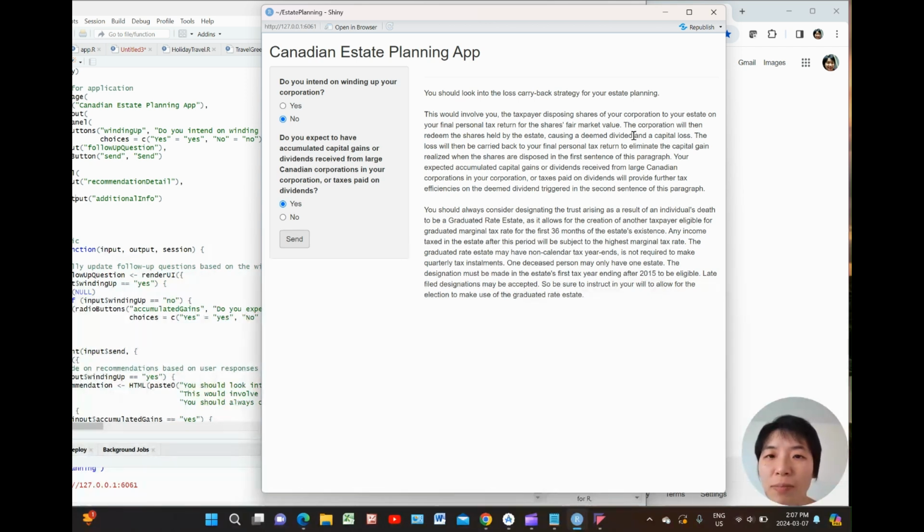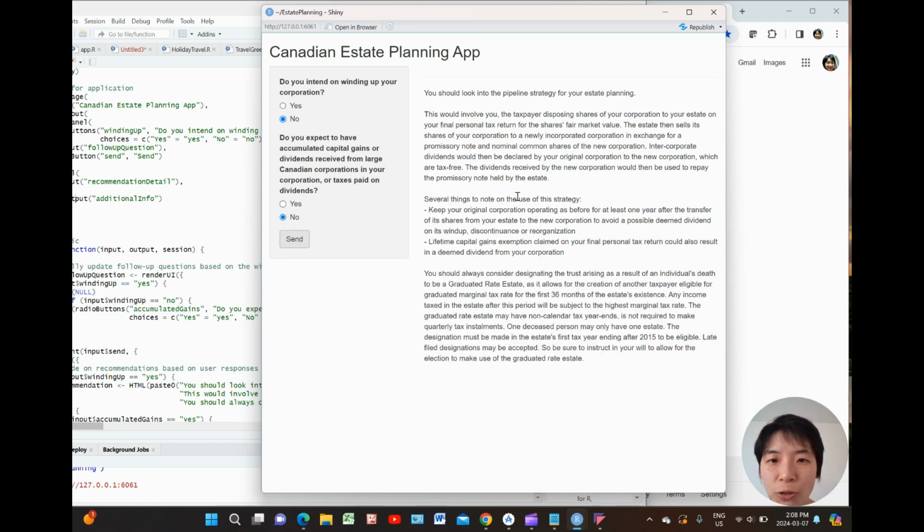So this deemed dividend, without any tax balances coming from any of these items here, will be taxable. If you have any of these in your corporation's history, then you will likely erase or completely eliminate the tax on the deemed dividend triggered in this sentence. So that's what that says. And I have also included the paragraph on the graduated rate estate. And let's check out the last strategy.